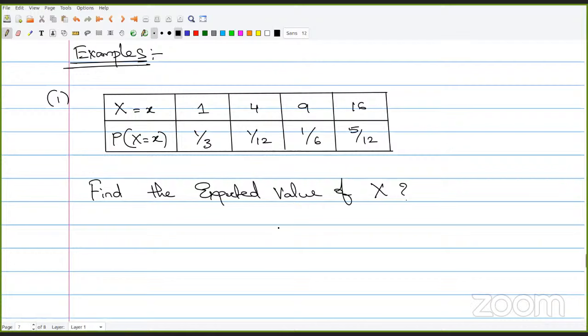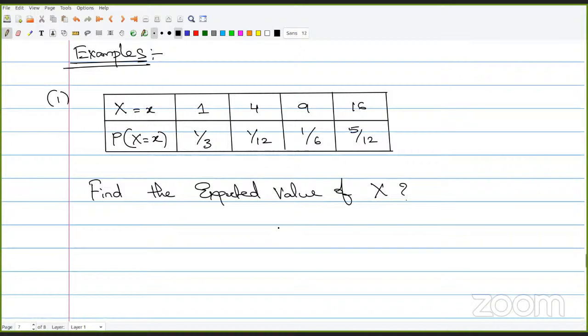So here a random variable X is given, which takes values 1, 4, 9, 16. What are these 1, 4, 9, 16? The square of 1, 2, 3, 4. That is correct, but what are these in terms of X? Is it the range, sir? Range of X, correct. The square of the first four natural numbers.